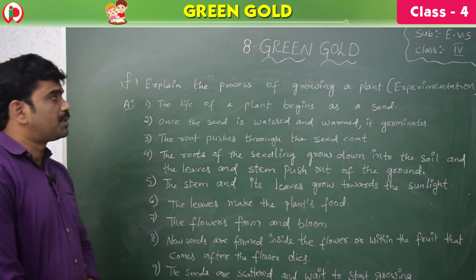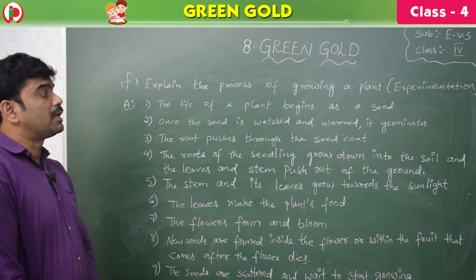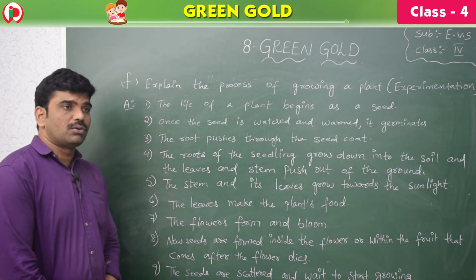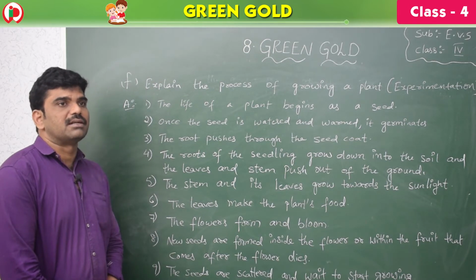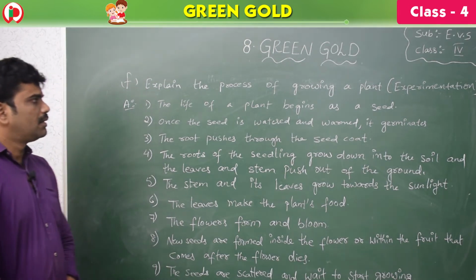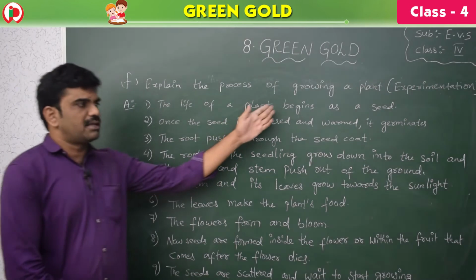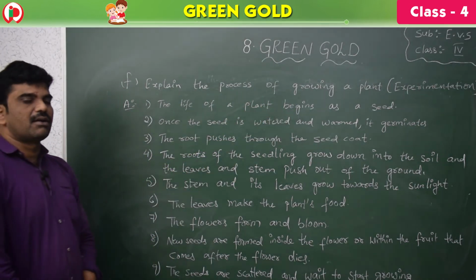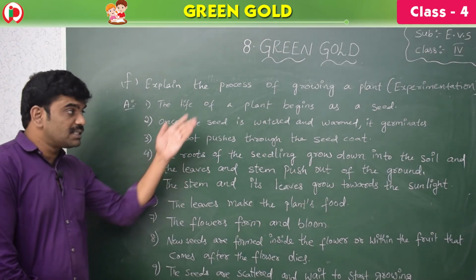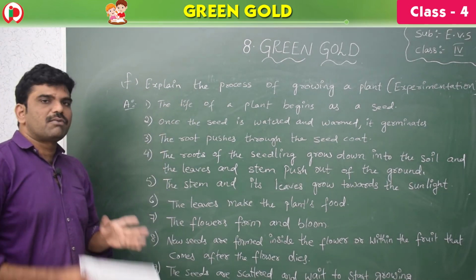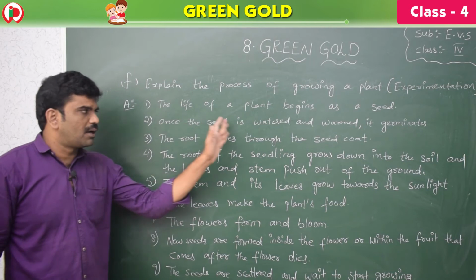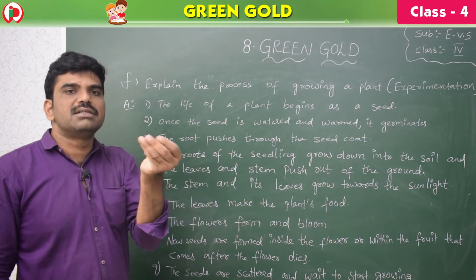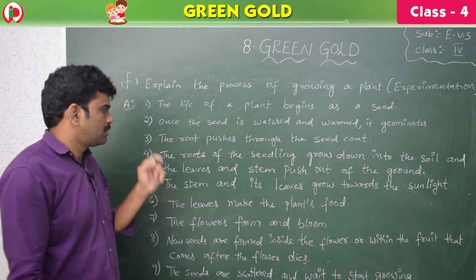Children, now it is experimental question. Explain the process of growing a plant. Children, we have seen how the plants grow from the seed. First of all, the life cycle of a plant begins as a seed. We know that. Okay, the life cycle of a plant begins from the seed. First, what we will do, children? We have to water the seed and warm. Automatically it germinates, it sprouts.